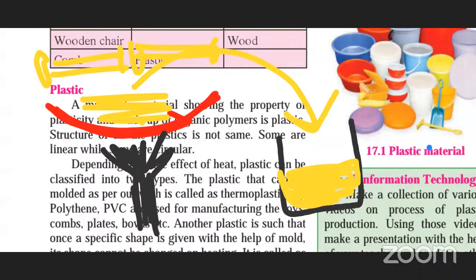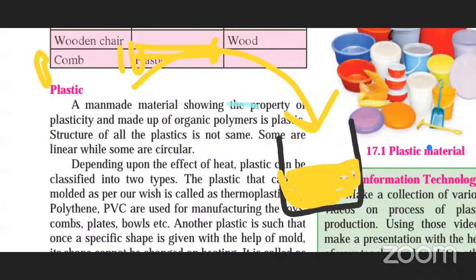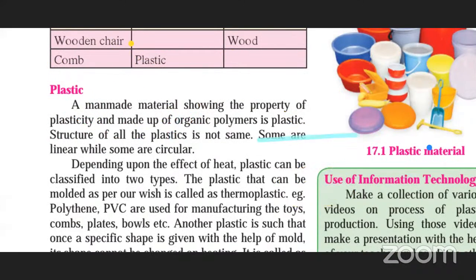So this means we are able to change the shape of the wax by melting it. Whatever wax articles are there, we can change their shape by melting, right? Same thing happens with plastic also. If the plastic can be melted and we can change its shape, then it is known as thermoplastic. Thermo means heat. So by giving heat, if we are able to change the shape of the articles, then they are said to be thermoplastic.